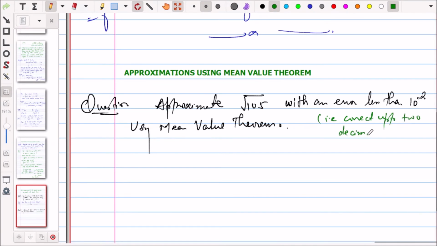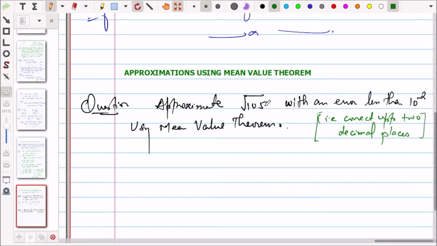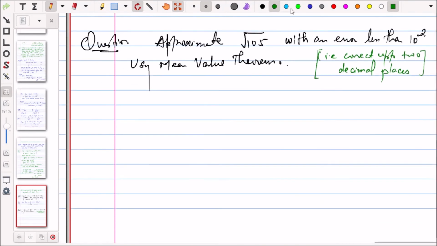Okay, you can also write it this way. Many times in the question they will ask you to approximate root 105 correct up to 2 decimal places using mean value theorem. So the same work you will have to do. So let us try to prove it.